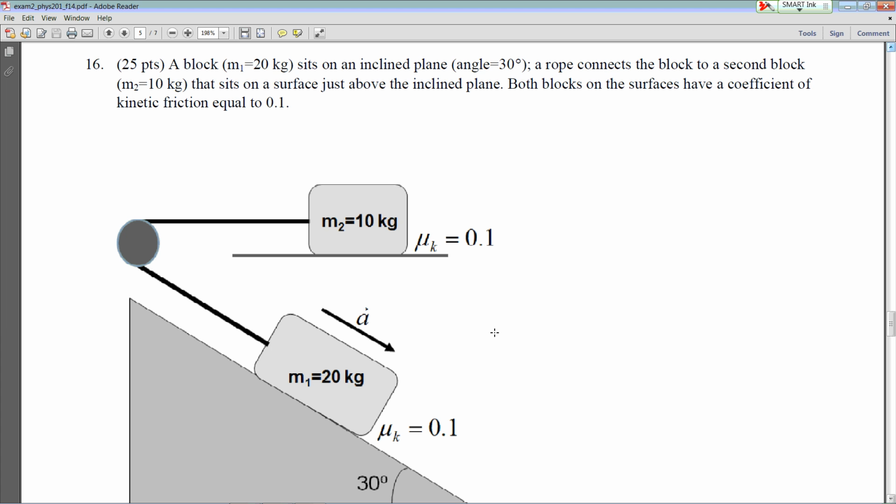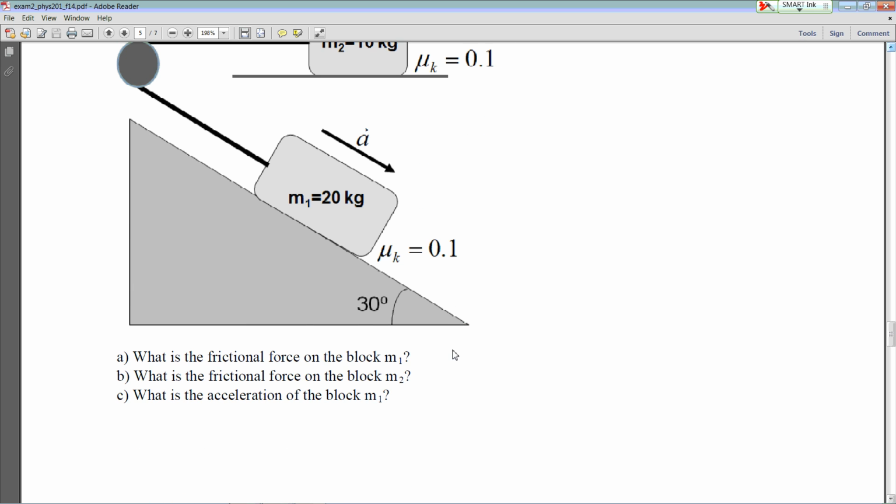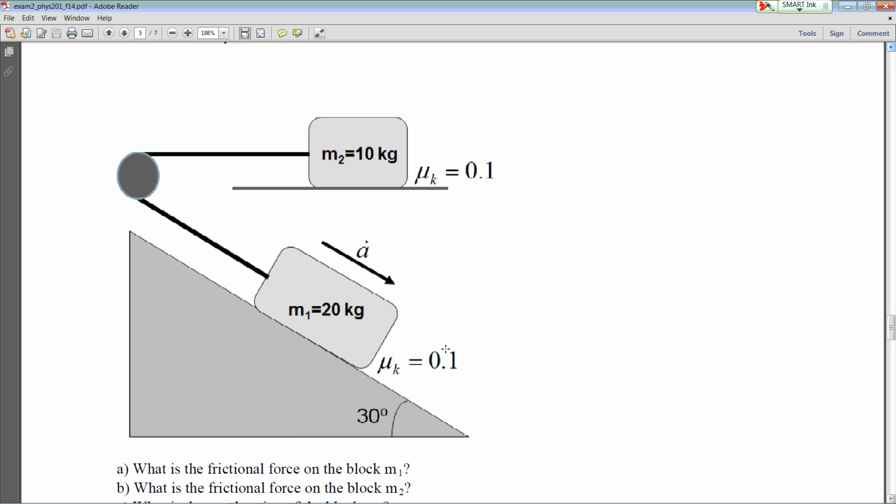So in this one, you had two objects, and anytime you have two objects, you're going to have two sets of equations. So you want to treat each object separately and just draw all the forces that are acting. Here we were looking for the frictional force on blocks M1 and M2, and then the acceleration of block M1, which is also going to equal the acceleration of block M2. So you want to start by drawing your forces.